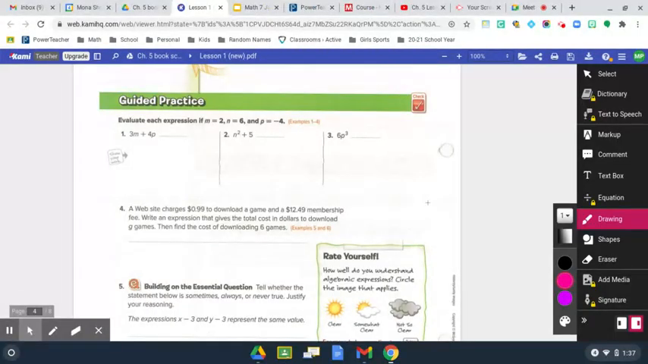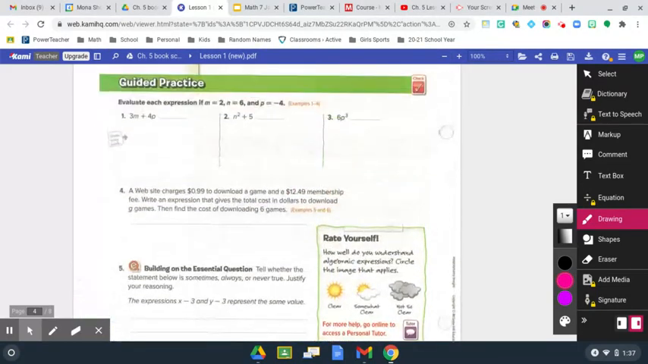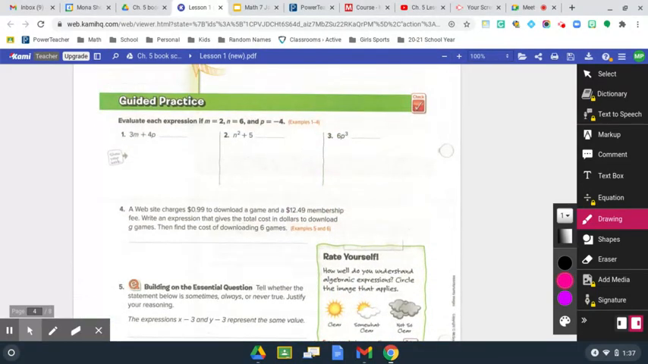Okay, so let's take a look at guided practice. We're going to do a couple of these together as well. And again, this is page 352. So number one, actually, let me read the directions first. Evaluate each expression if m equals 2, n equals 6, and p equals a negative 4. So number one says 3m plus 4p. And so 3 times m plus 4 times p.